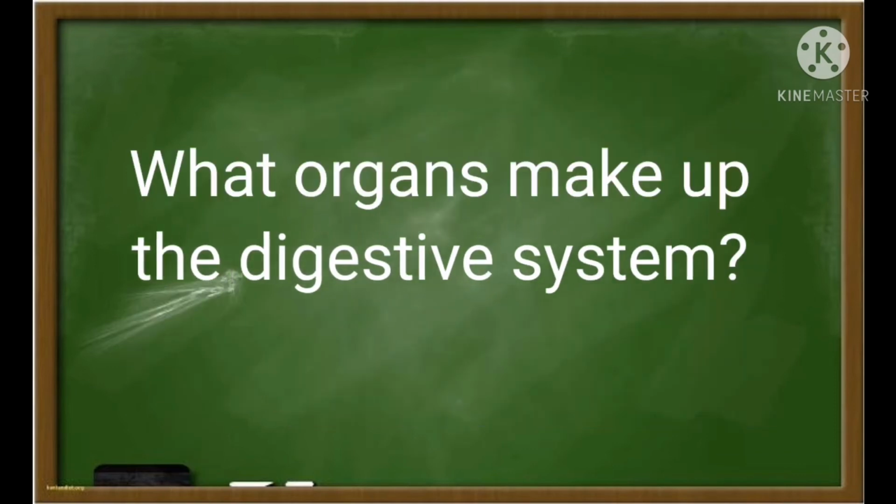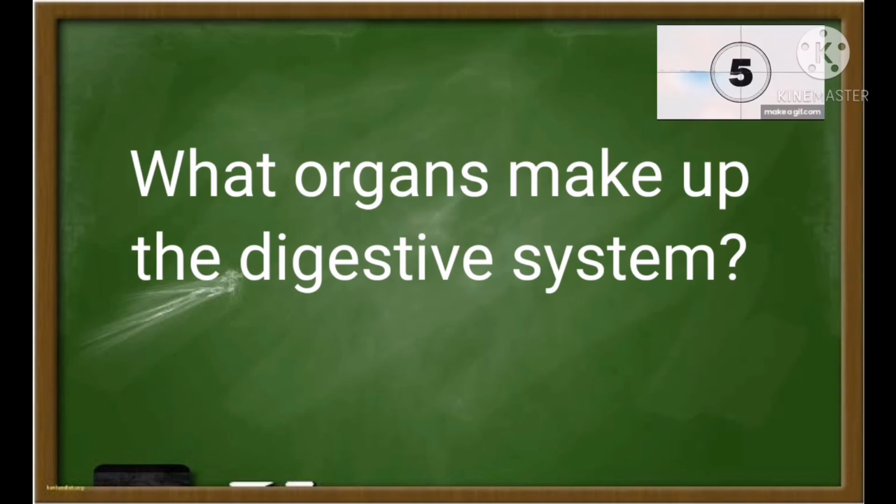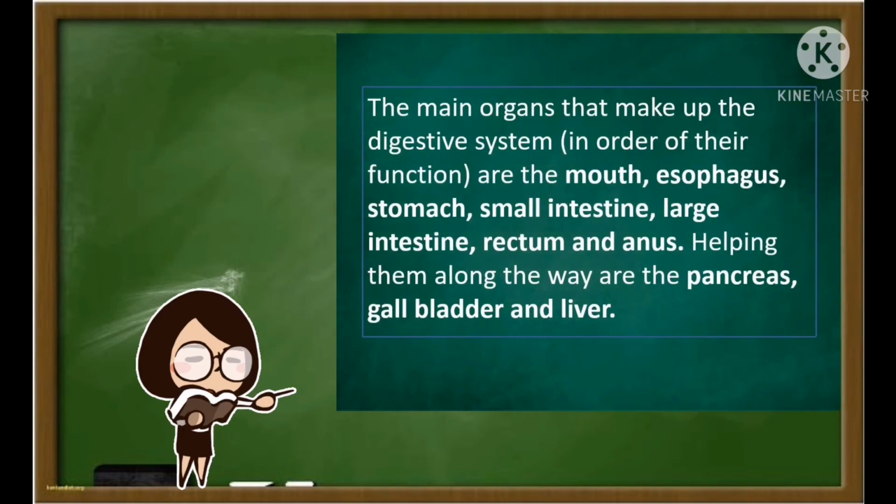Second, what organs make up the digestive system? The main organs that make up the digestive system are the mouth, esophagus, stomach, small intestine, large intestine, rectum, and anus. Helping them along the way are the pancreas, gallbladder, and liver.